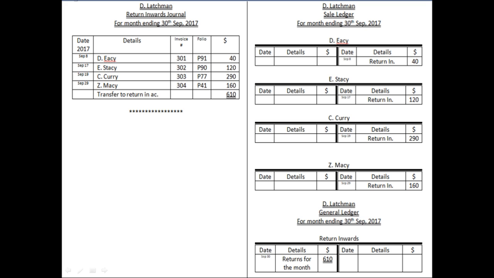Now finally, I would like you to view a complete working of the return inwards journal, the sales ledger, and the general ledger. Here's what it looks like. Remember that you have to do your work neatly. You have to put in your headings and avoid making mistakes because you have to use pen, and if you do make a mistake, you underline it neatly when you're doing your exam.